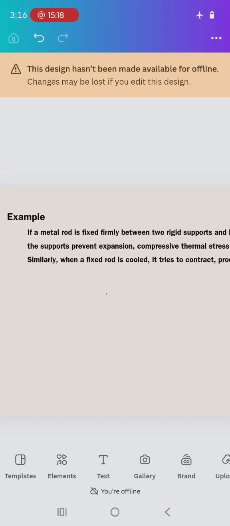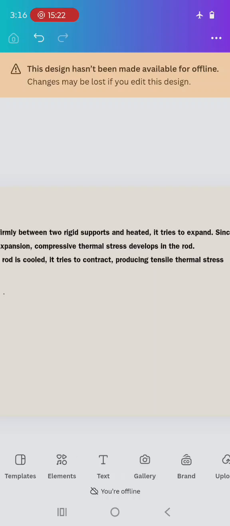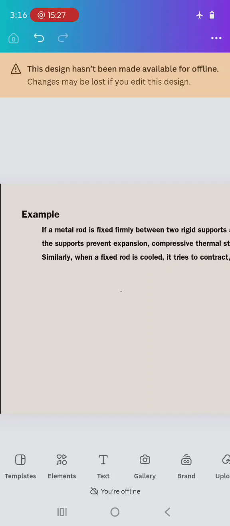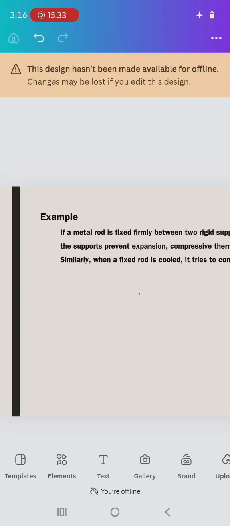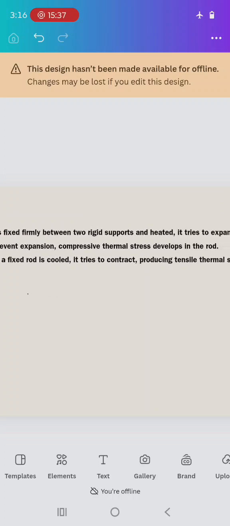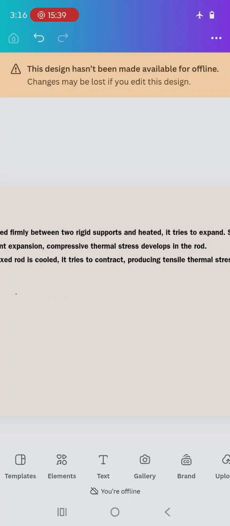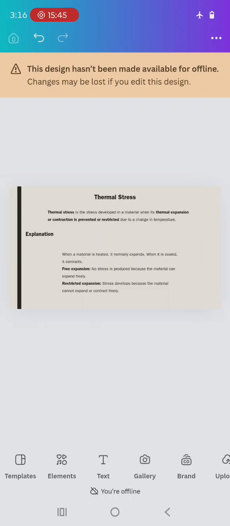Example, if a metal rod is fixed firmly between two rigid supports and heated, it tries to expand. Since the supports prevent expansion, compressive thermal stress develops in the rod. Similarly, when a fixed rod is cooled, it tries to contract, producing tensile thermal stress. This is the example of thermal stress.